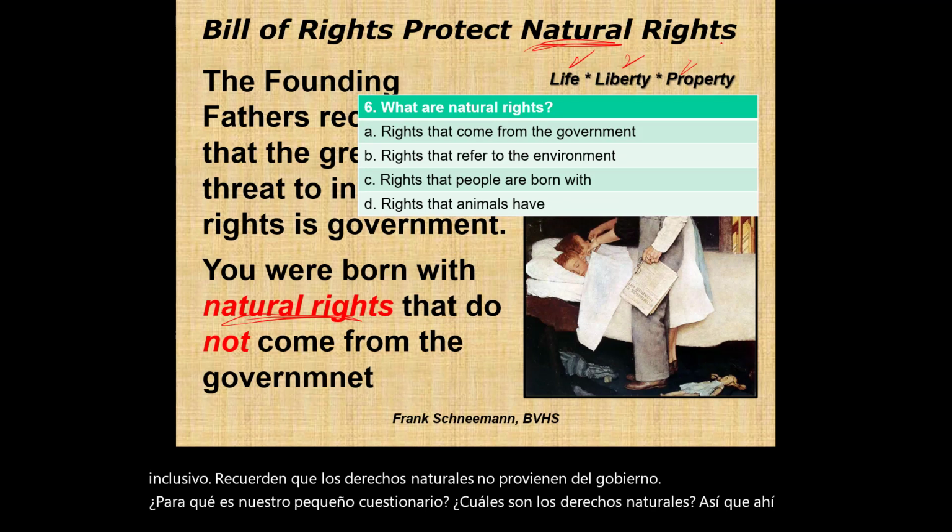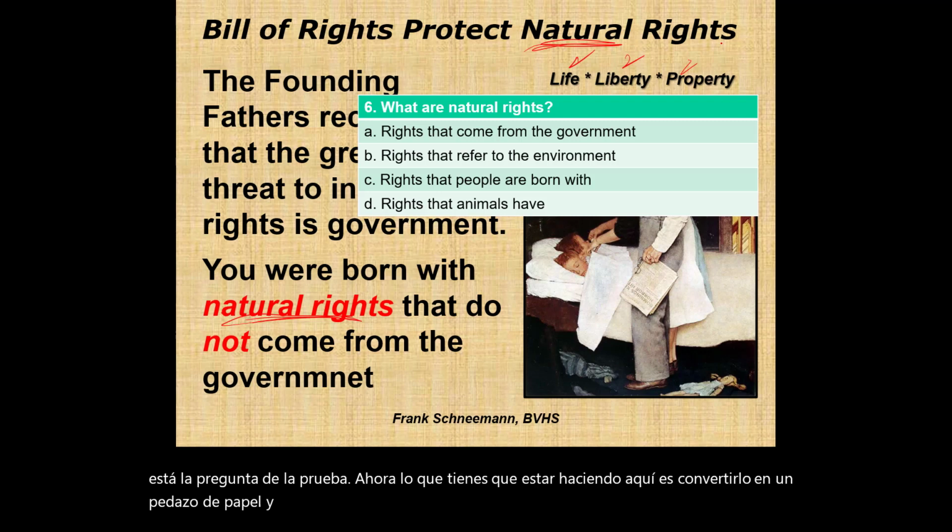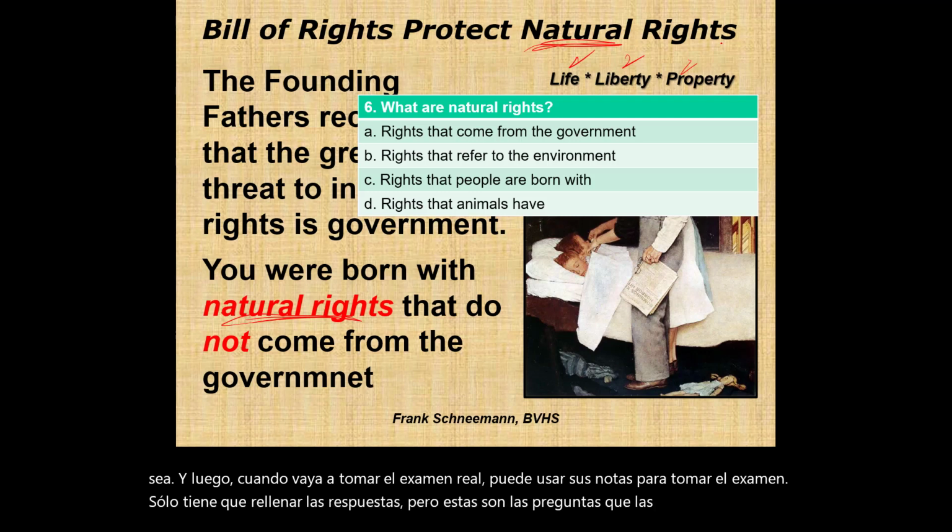Now, what you need to be doing here is taking a piece of paper and writing down the answers to these questions. Put number 6 is A, B, C, D, or whatever it happens to be. And then when you go to take the actual test, you can use your notes to take the test. Just fill in the answers. These are the actual questions on the test, and you're getting them ahead of time.